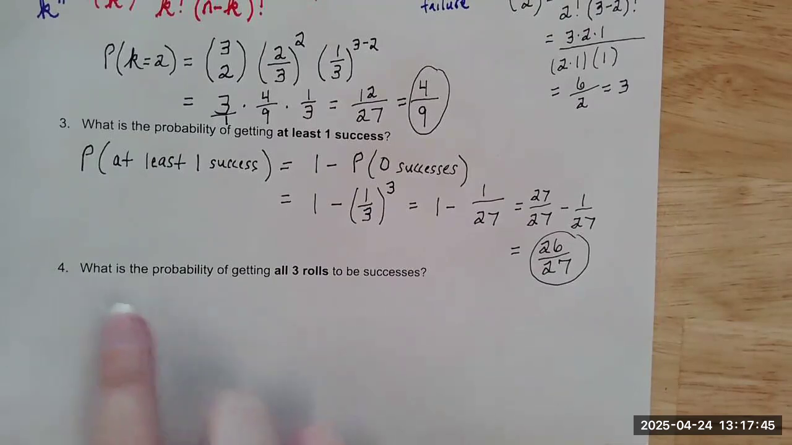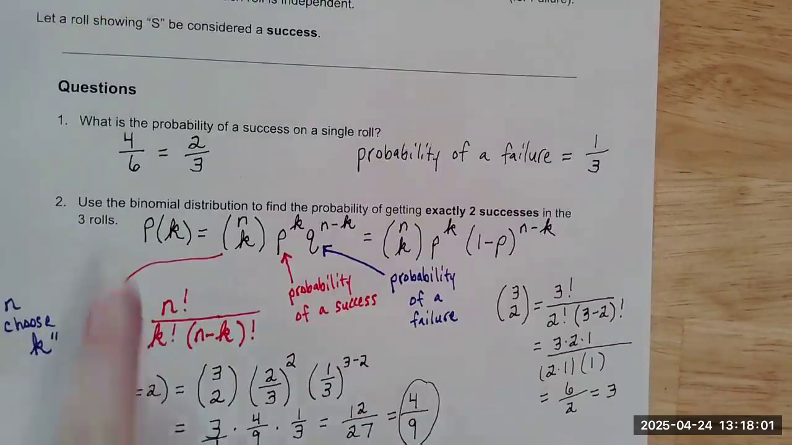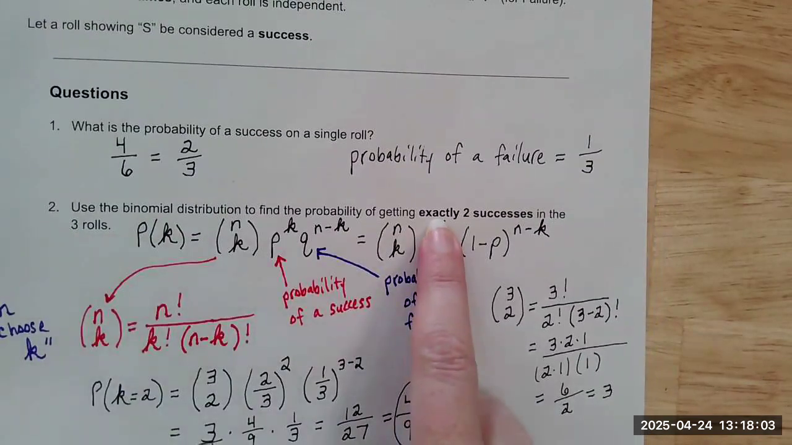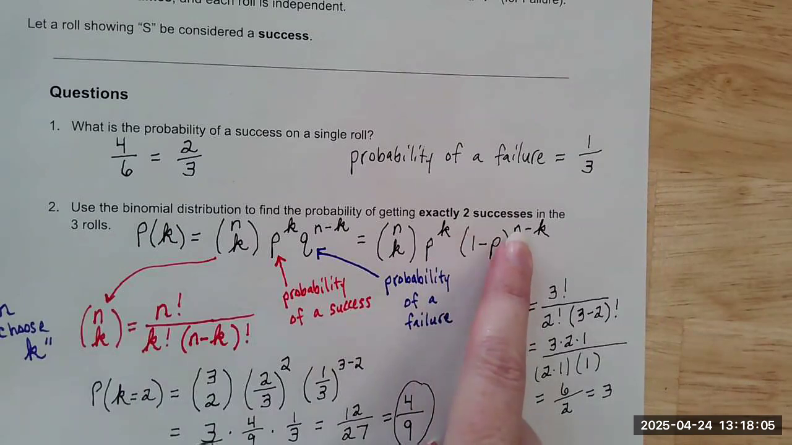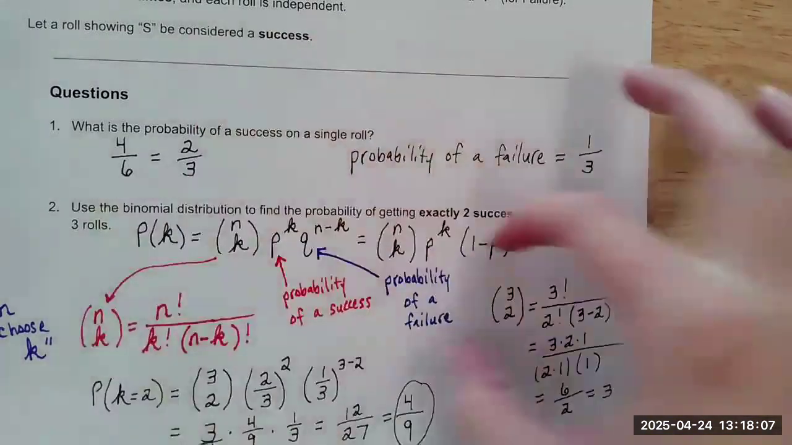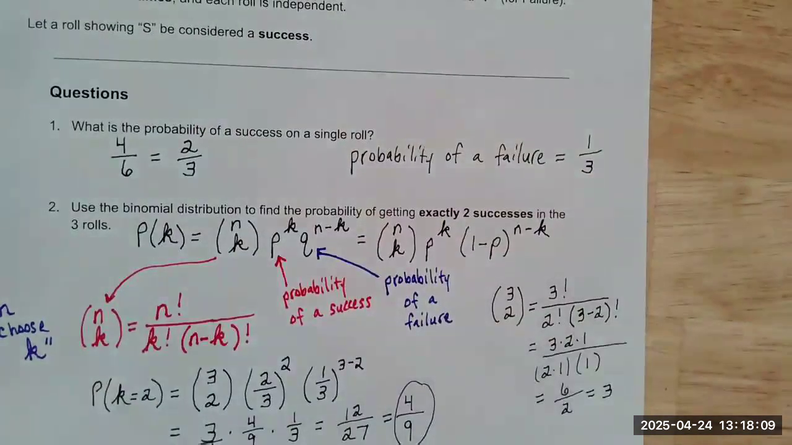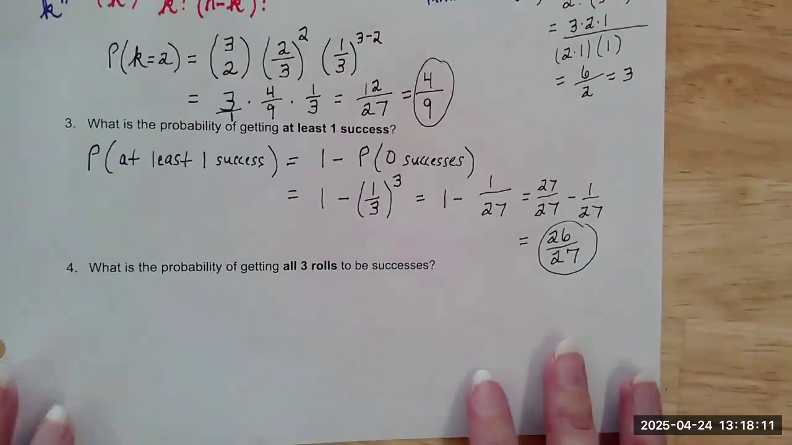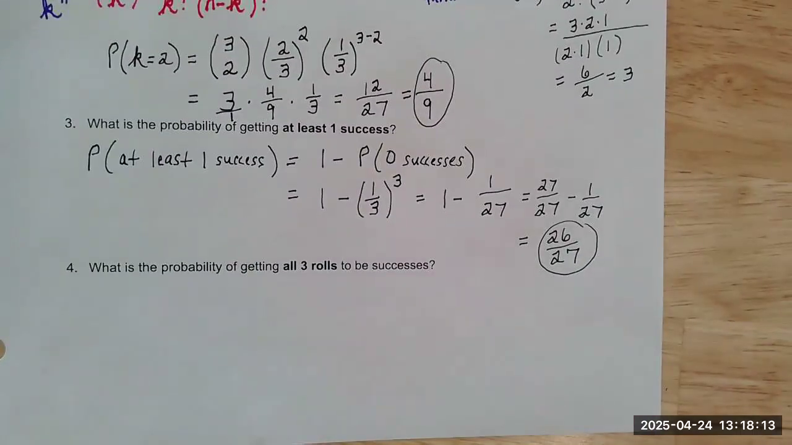The last one says, what's the probability that all 3 of them are going to roll out successes? So you roll all 3 dice and you get an S on the first one, an S on the second one, and an S on the third one. That's different than saying, what's the probability of getting exactly 3 successes? If they said exactly 3 successes, we'd have to use the binomial theorem, but we're not doing that on this one. If it's exactly 3, we need that formula.